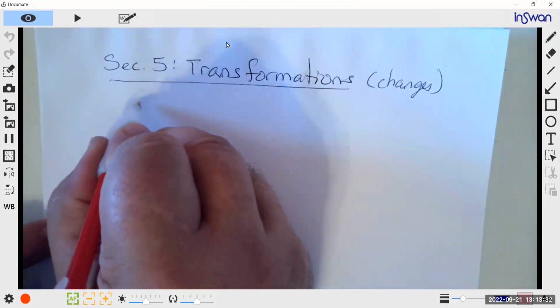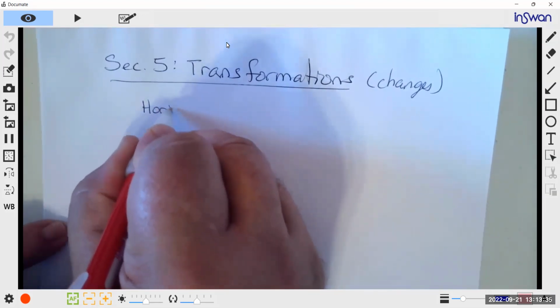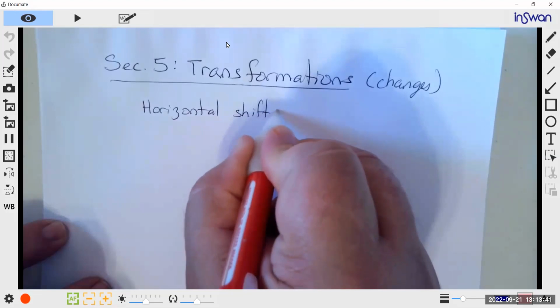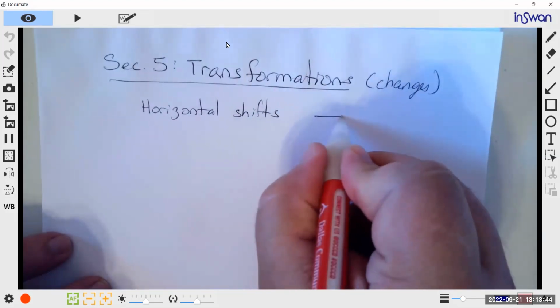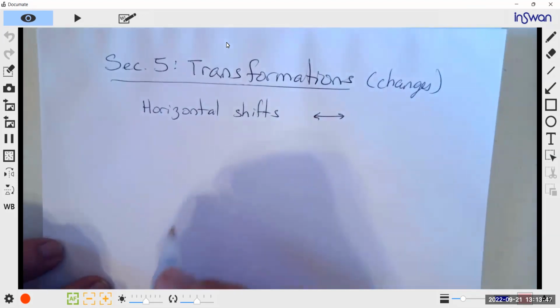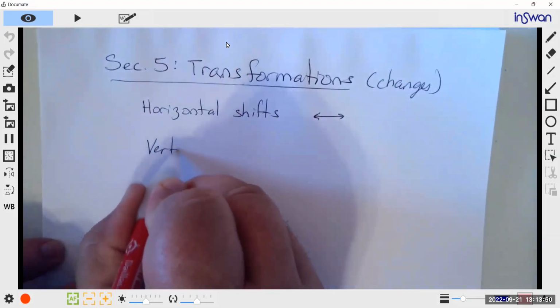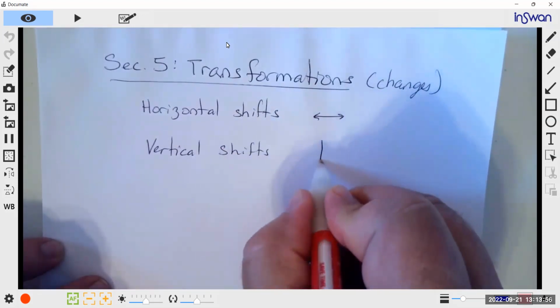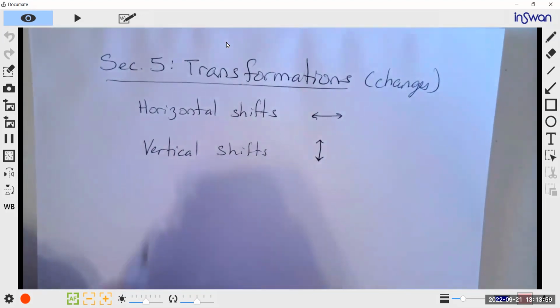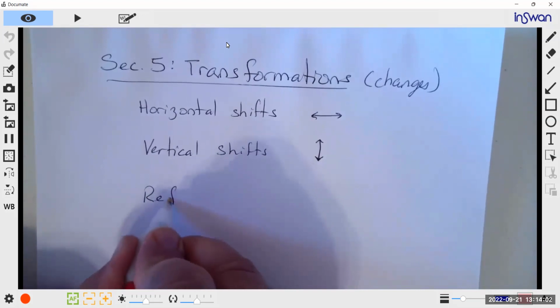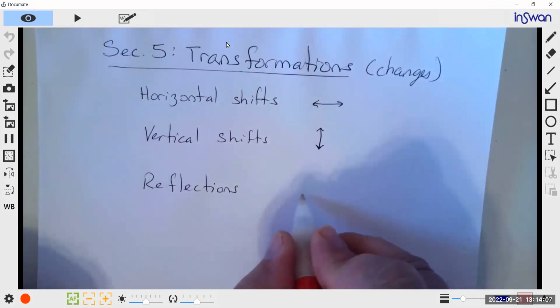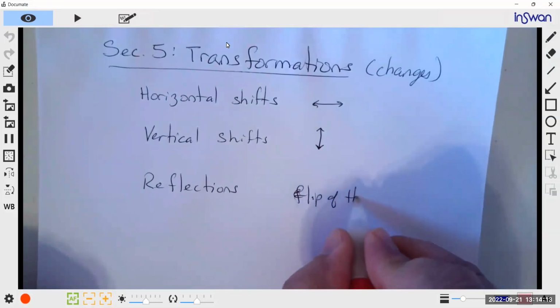We have certain types. We have horizontal shifts. That's left and right. We have vertical shifts. That's up and down. We have what are called also reflections. Reflections is the flip of the entire function.